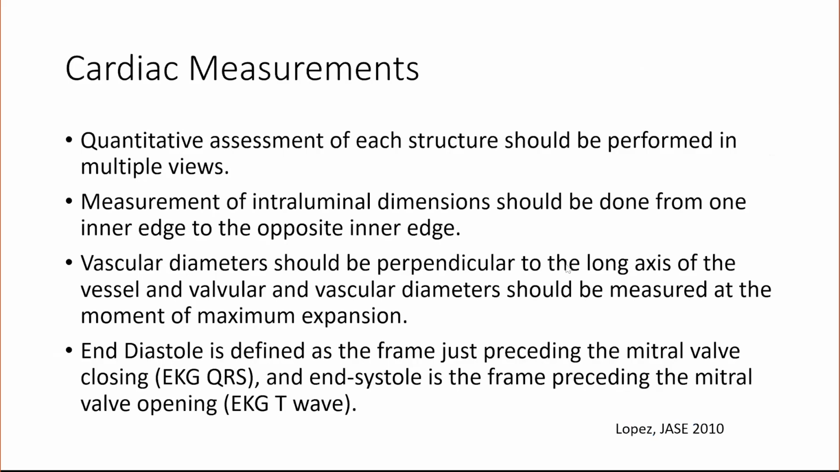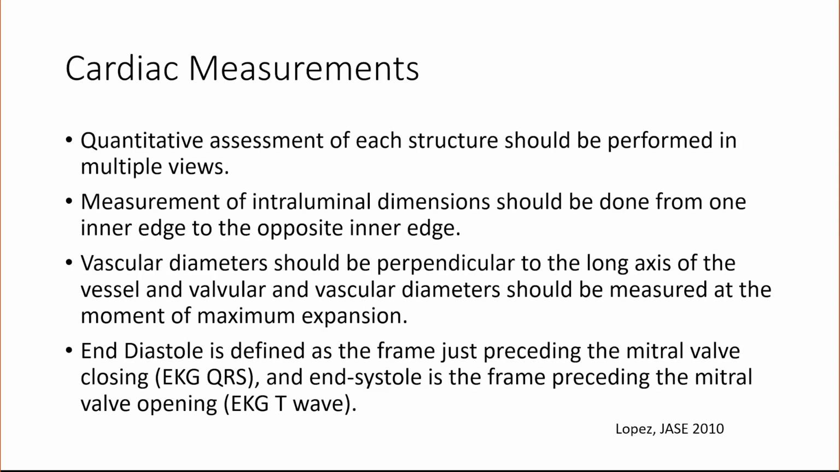So, cardiac measurements, this is again Lopez. This is important. Each measurement, because of the various ways you can cause errors in the measurement, should be done in at least two views. And measurement of intraluminal dimension should be done from one inner edge to the opposite inner edge. And then the vascular dimensions and the vascular diameter should be measured at the moment of maximum expansion. So mitral valve and tricuspid valve should be measured in diastole, and aortic valve and pulmonary valve in systole, and all arteries should be measured in systole.